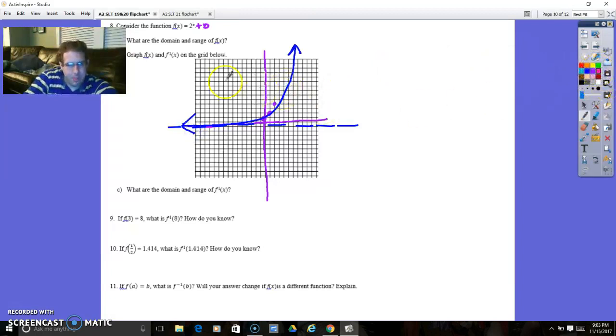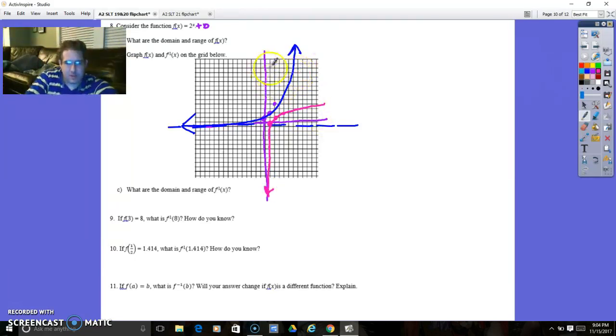Now, the inverse of this function: this 0, 1 would be 1, 0, which is right here. This 1, 2 becomes 2, 1. And this 2, 4 becomes 4, 2. Okay, so in this case, it's going to go like this.